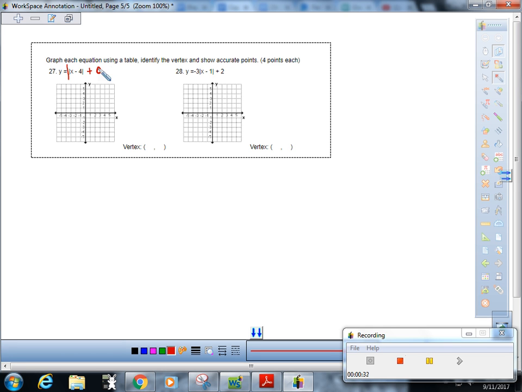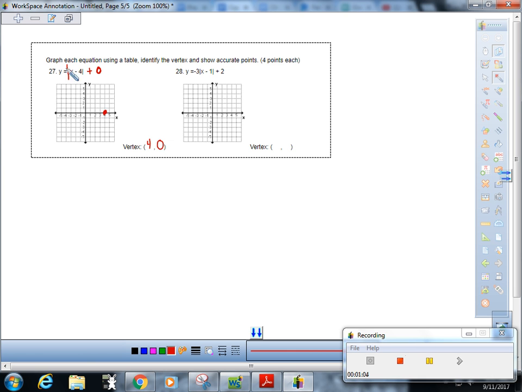So what the 1 does is it controls the slope of this problem. What the -4 does is actually counterintuitive. If it's inside the grouping, it makes it go the opposite direction, to the right or the left. So that means we're going to go right 4. And the plus 0 means we're going to go up 0, and that is our vertex, (4, 0).